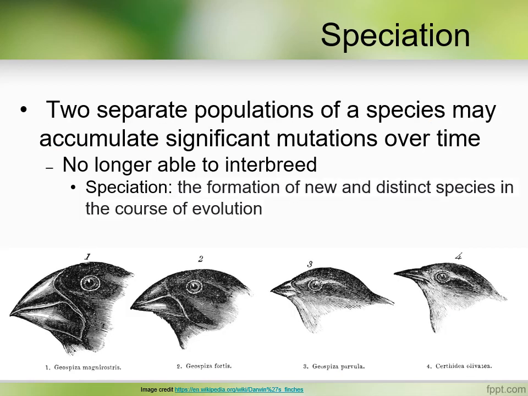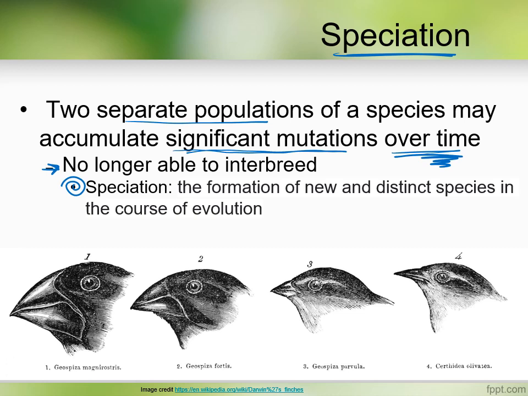So on that last slide, we talked about the potential for speciation, new species developing over time. This idea of speciation is basically where we have those two separate populations, and they could have been isolated geographically or behaviorally, temporally. So these two separate populations of the species over time, lots and lots and lots of time, might accumulate significant mutations that make them very different. At that point, they might no longer be able to interbreed. Even if they met each other and tried, it wouldn't work. And this process is known as speciation. Speciation is the formation of new and distinct species in the course of evolution.